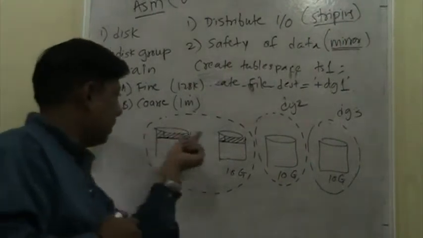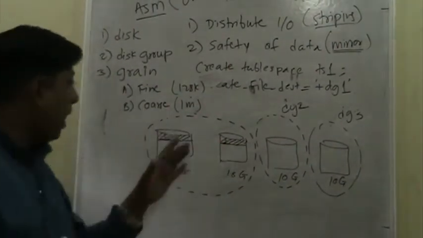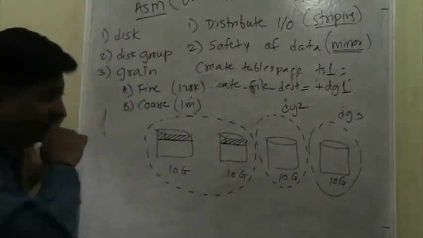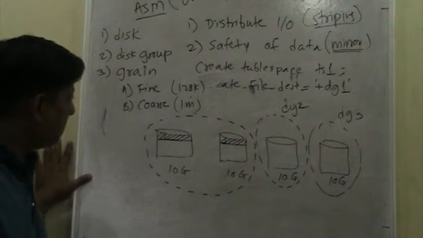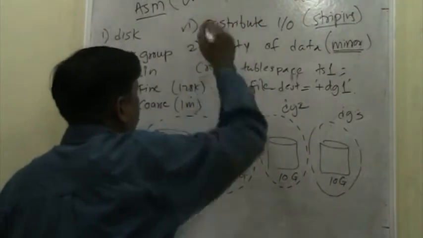So 1 megabyte is here, 1 megabyte here, 1 megabyte here, and that way you are guaranteed to have half of the data here and half of the data here, and IO will get distributed 50-50. Obviously there is an IO distribution advantage, so this is going to give you the performance.